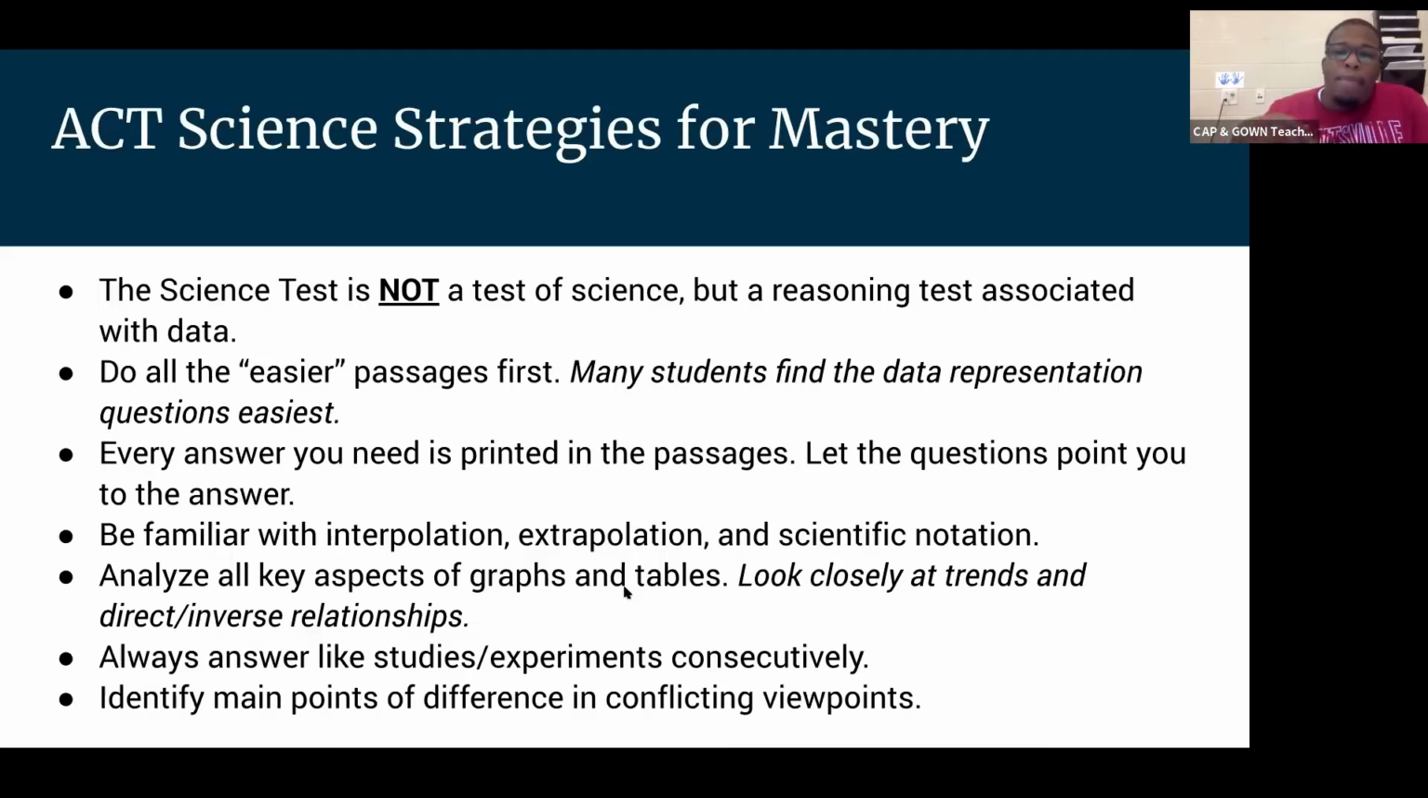Okay, so there may be particular trends in data that they want you to analyze. Always answer studies and experiments consecutively. A lot of times you'll have questions together that have to do with a particular experiment. That's more towards your conflicting views. They may ask you 2 or 3 questions about one view or 1 or 2 about another. Try to make sure that you answer those questions together because you've already got that particular information and data on your mind, and you won't confuse it with something else you may be reading inside of that passage.